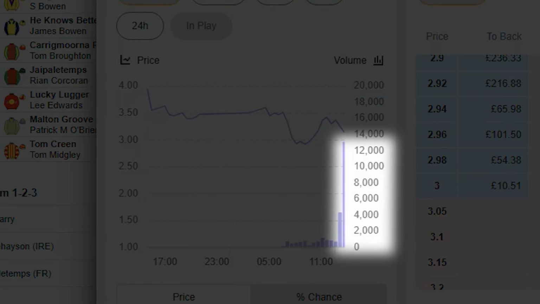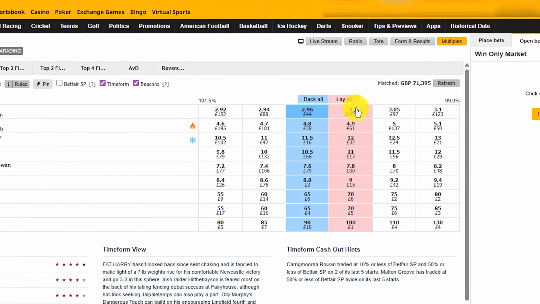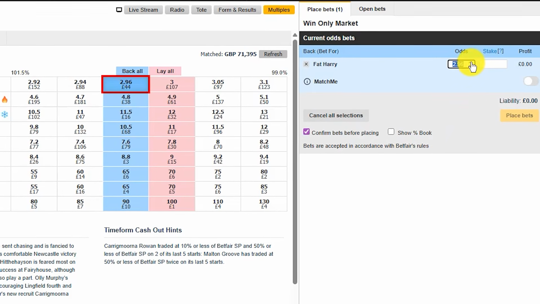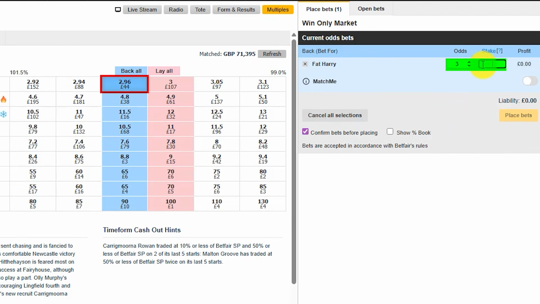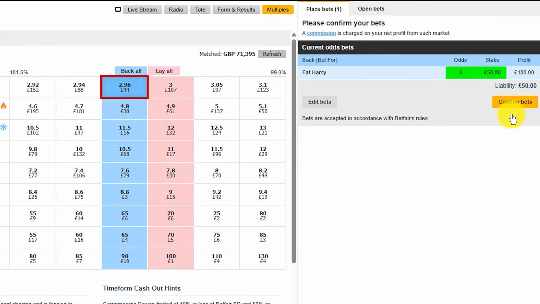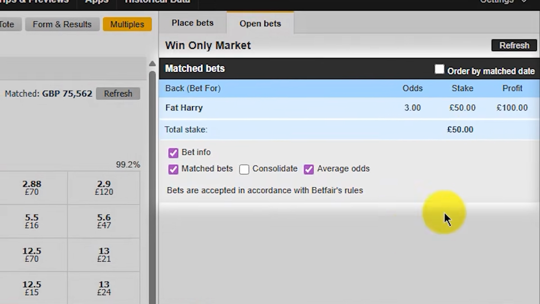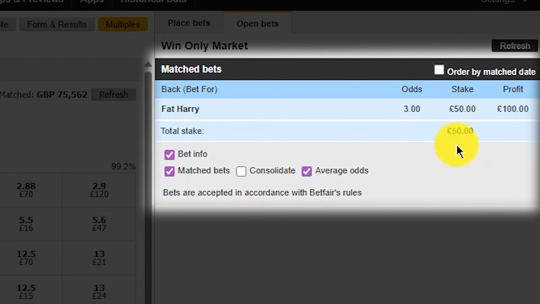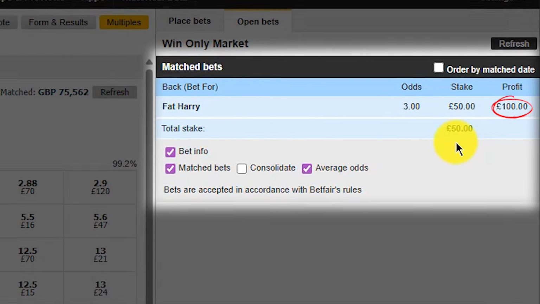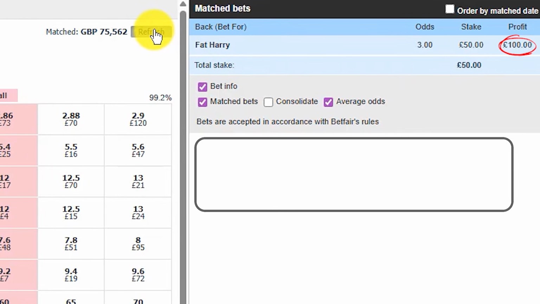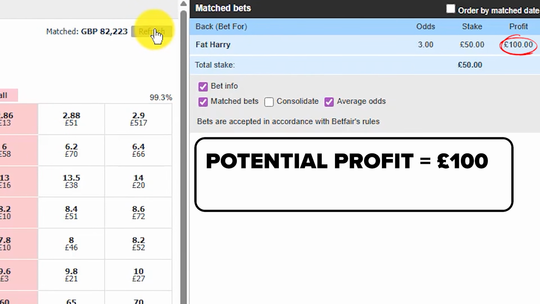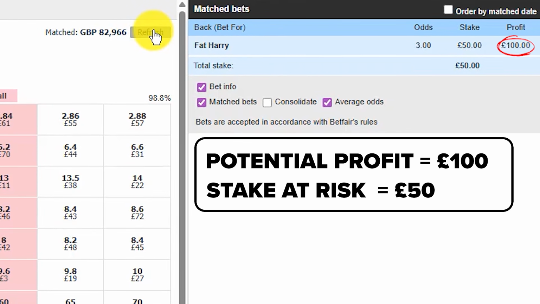Now, I'm expecting demand to increase for this horse in just a moment, so for example's sake, I'm going to place a £50 back bet at a price of 3.0 because there's plenty of liquidity currently passing through the market. And almost instantly, you can see my £50 back bet has been matched here on the bet slip with a potential profit of £100. So if Fat Harry wins, we make £100. If not, we lose our £50 stake.